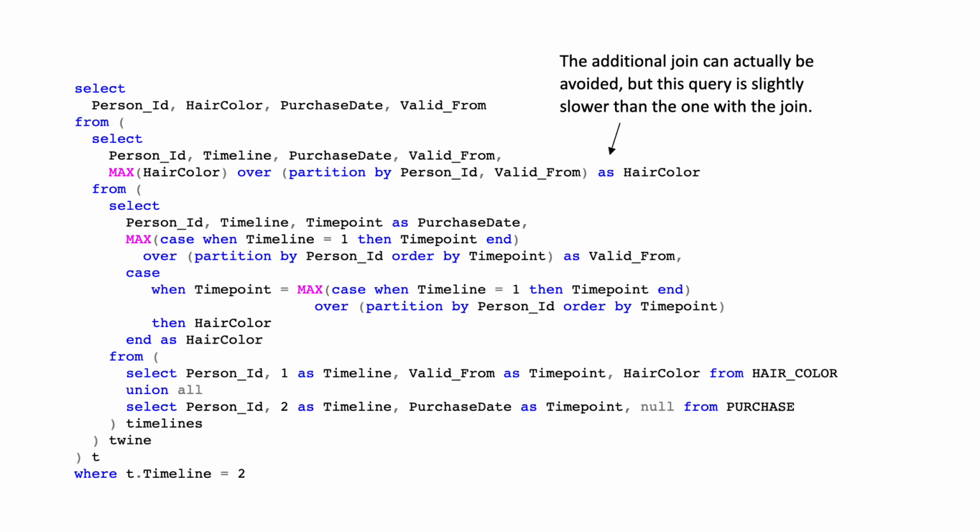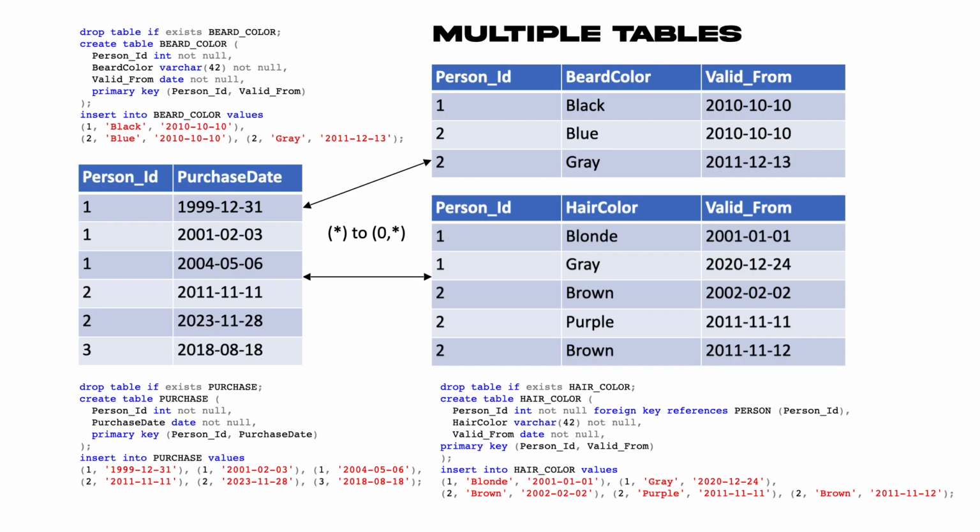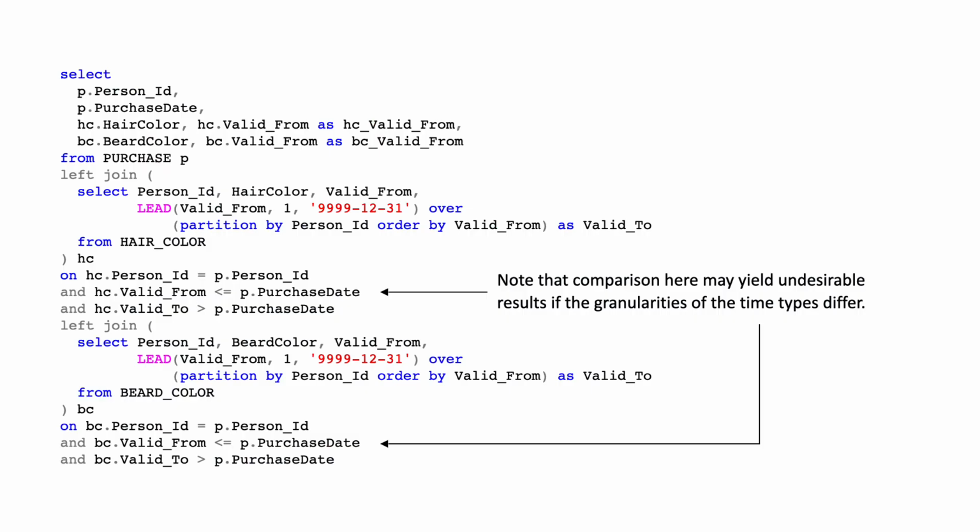Now, finally, I want to talk about a situation where we have multiple tables. So in this case, we have added a table for the beard color as well as the hair color. So now we have two tables, and we want to know for each purchase every person has made, what was their hair color and beard color at the time. And we're going to do an inner join here. So, I'm sorry, there's the left join, sorry.